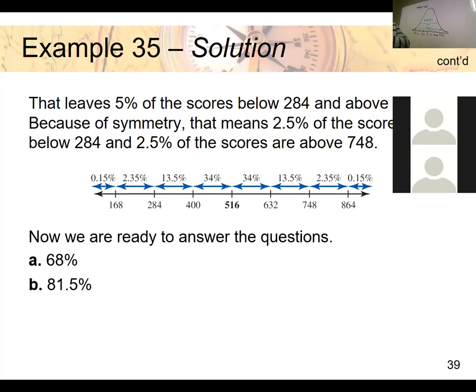And in part B, between 400 and 748. Here's 400 and this is 748. So here we're going to add 34, 34, and 13.5 to get 81.5%. The 34, this 34, and 13.5.